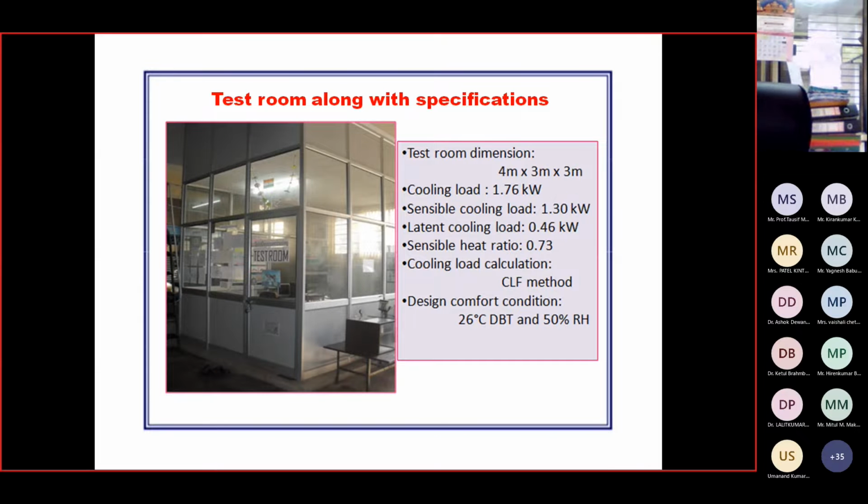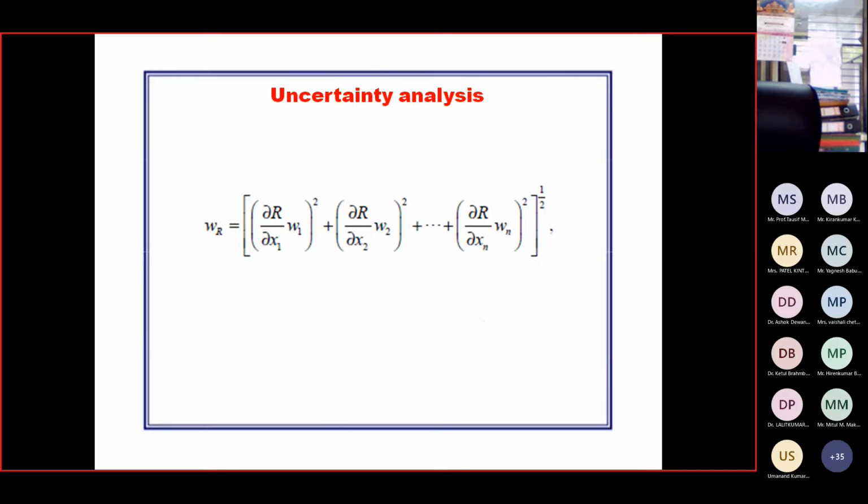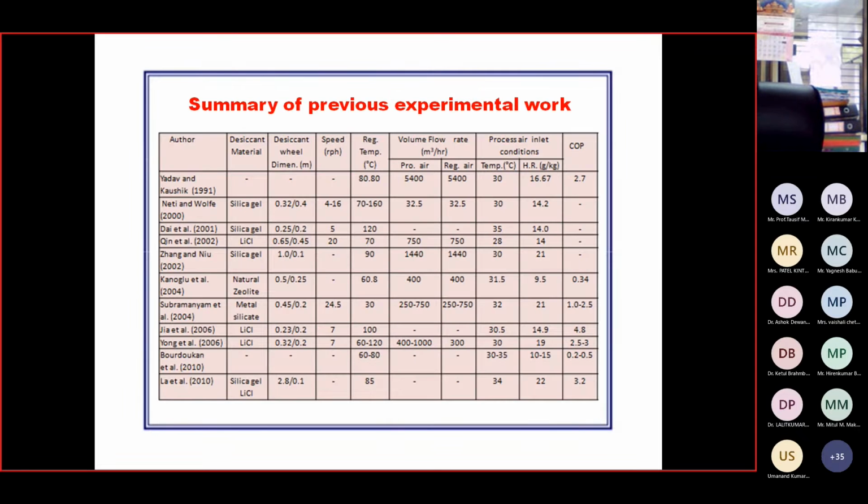In this kind of test room, we may have to determine the cooling load in a sensible way, or calculate it together with the latent cooling load. The cooling load calculation is done by the cooling load factor, CLF, method. What design comfort conditions are to be chosen for the load calculation? Uncertainty analysis is to be done to calculate the instrumental errors to be found.